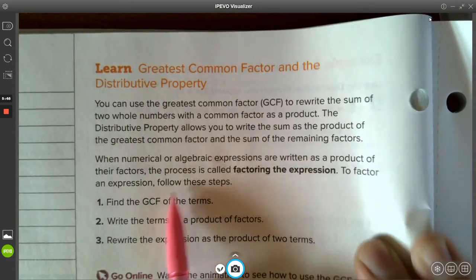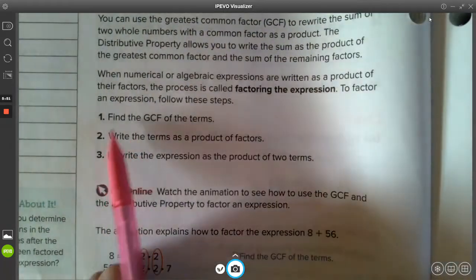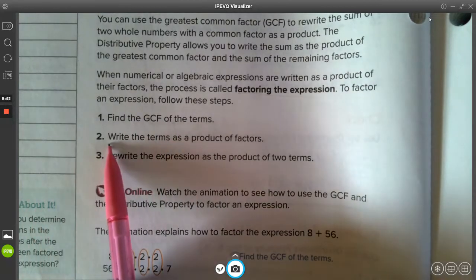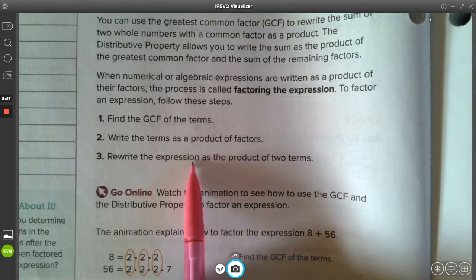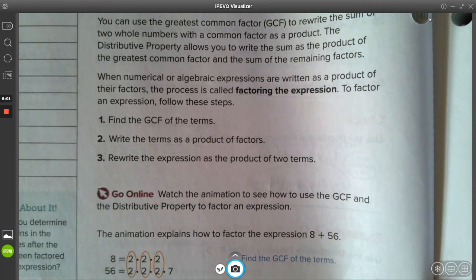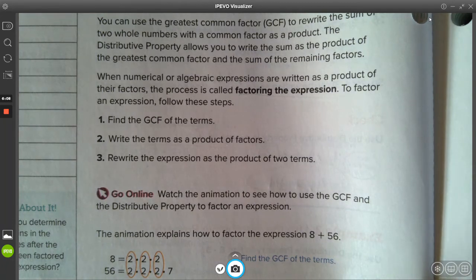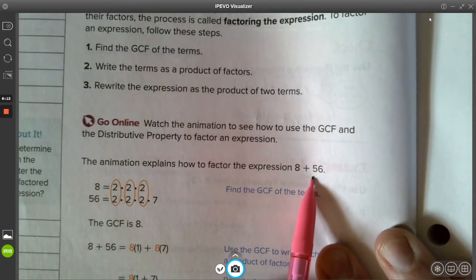To factor an expression, we follow these steps. The first step is to find the GCF of the terms. We then write the terms as a product of factors and rewrite the expression as the product of two terms. Now that sounds like a lot of mumbo jumbo, I know. So let's actually explore how it would work. Say we have the problem 8 plus 56.